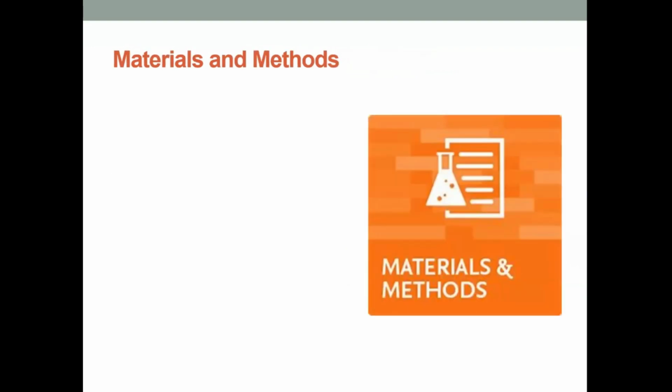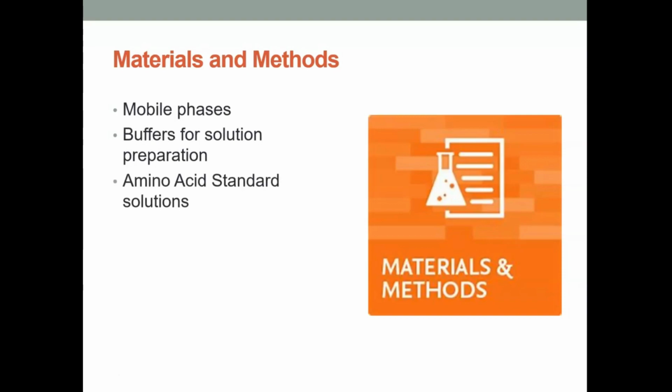So what materials and methods do we need to have in place? We need to have our mobile phase, so that's the material that is running through the HPLC at all times. That's our buffers for our solution preparation. So what are we dissolving our analytes in? Our amino acid standard solutions, so that we know the concentration of them.